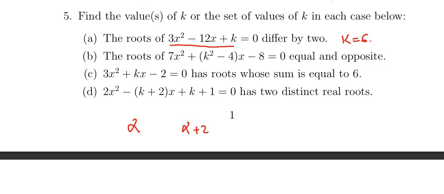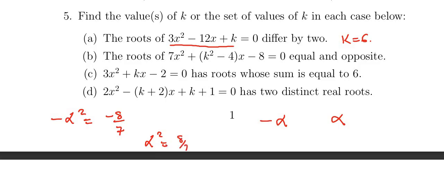Then for the second one, they're telling us that the roots are equal and opposite. So meaning equal and opposite means one is negative alpha, one is just positive alpha, right? Yeah, so if you multiply these two, what do you get? If we were to multiply these two, you'd get negative alpha squared. This should have been, the product is what? C over a, right? C is equal to negative 8 over, our c is that, our a is that. So meaning your alpha squared is equal to 8 over 7.